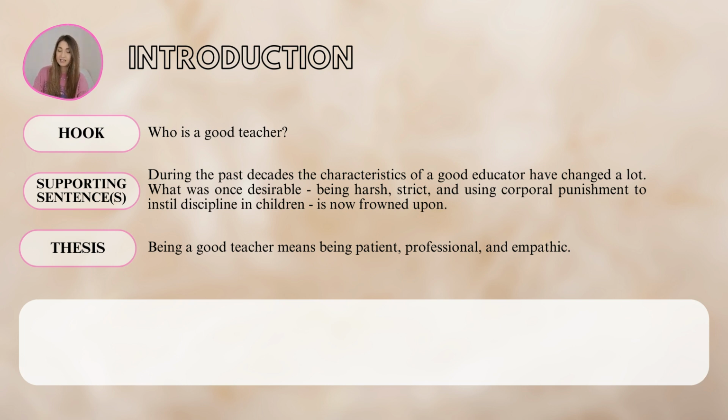During the past decades, the characteristics of a good educator have changed a lot. What was once desirable, being harsh, strict, and using corporal punishment to instill discipline in children, is now frowned upon. Being a good teacher means being patient, professional, and empathic. There's something missing. I'm going to add one word: nowadays. Nowadays, being a good teacher means being patient, professional, and empathic. Can you see the difference that this one word made?